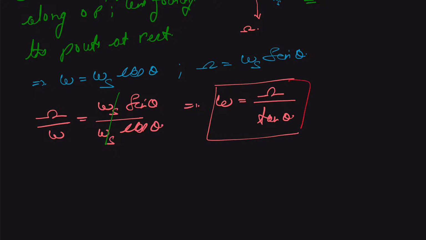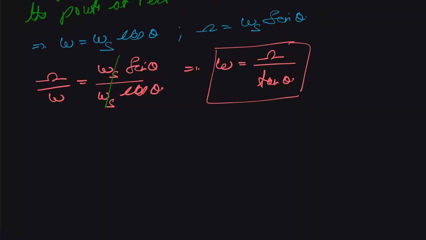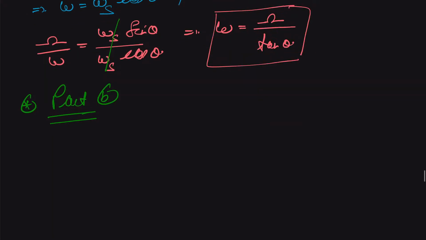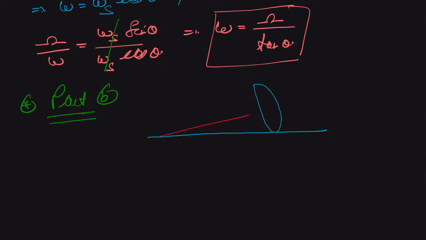So this was our part first. Okay. And now we come to our part B. And for part B, let me redraw the figure again. So this is our spinning wheel, our base, and it is connected to the center. This angle is our theta, and it is moving with the angular velocity of omega.